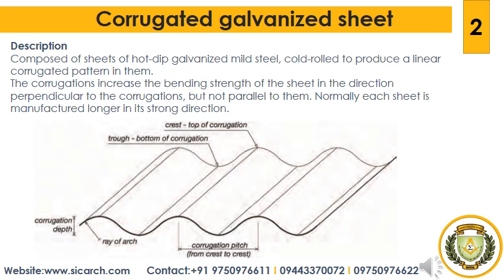So CGI is a building material composed of sheets of hot dipped galvanized mild steel cold rolled to produce a linear corrugated pattern in them. These corrugations increase the bending strength of the sheet in the direction perpendicular to the corrugations but not parallel to them. Normally, each sheet is manufactured longer in its strong direction.